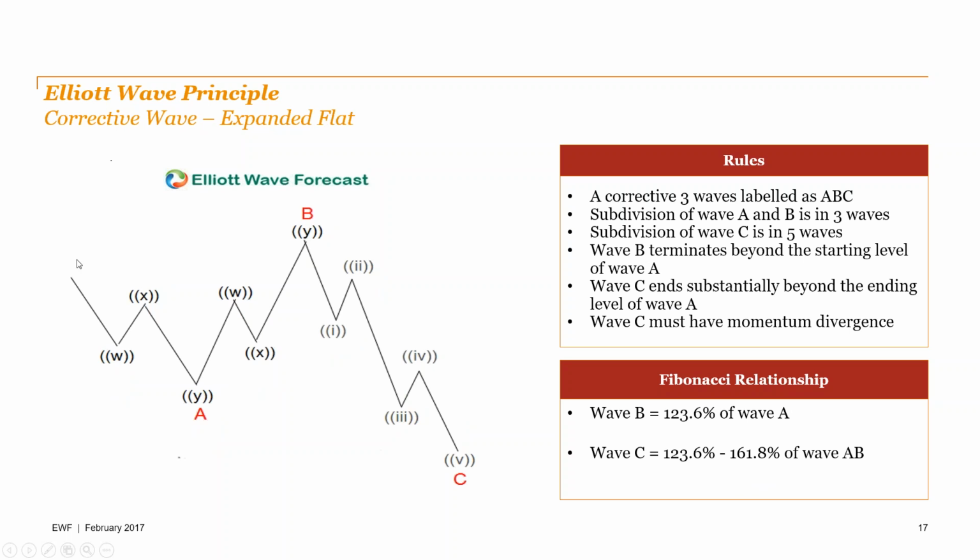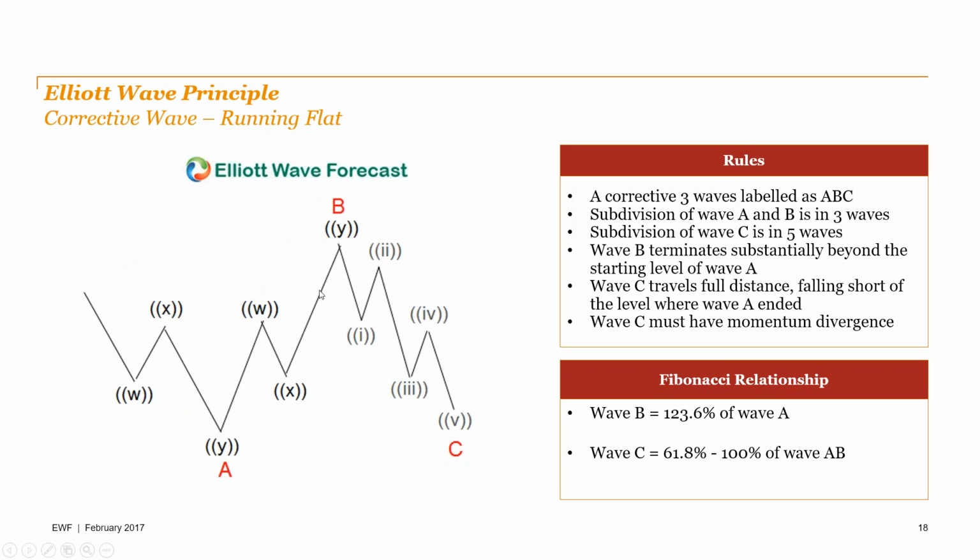Expanded flat, on the other hand, is another variation of flat. The difference is just that wave B terminates beyond. So in the expanded flat, wave B terminates beyond the starting level, and wave C ends substantially beyond the ending level of wave A. But otherwise, everything is the same: 3, 3, 5, momentum divergence. The Fibonacci is slightly different with B because it terminates beyond the starting point of wave A, so usually 123.6% of wave A. Wave C is usually 123.6% to 161.8% of wave A and B. We're going to take a look at an example of this, so don't worry about it.